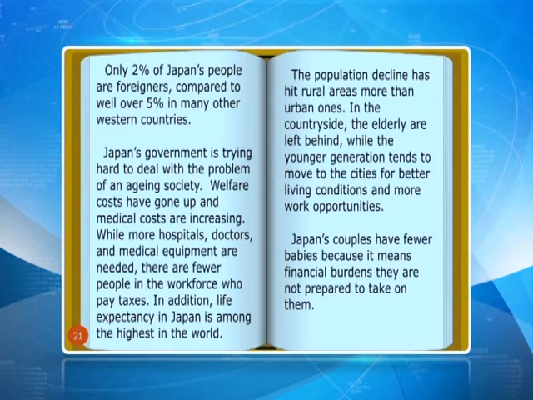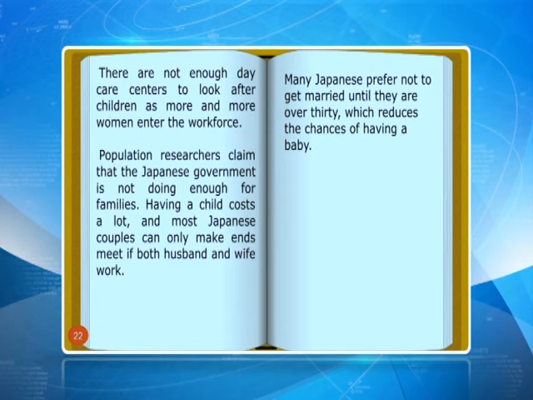The population decline has hit rural areas more than urban ones. In the countryside, the elderly are left behind, while the younger generation tends to move to the cities for better living conditions and more work opportunities. Japan's couples have fewer babies because it means financial burdens they are not prepared to take on.